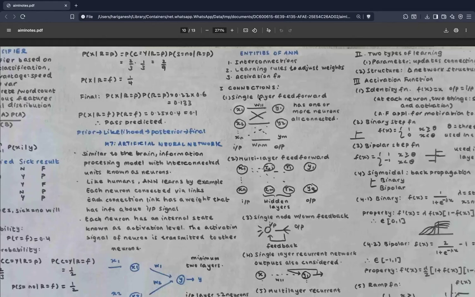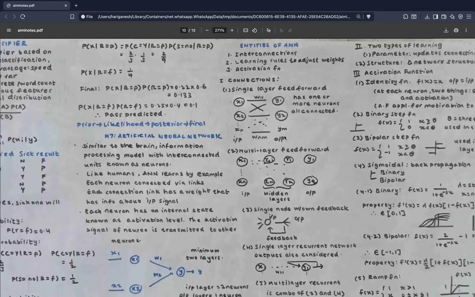The first is connections. There is a single layer feed forward type, which basically has one or more neurons all connected. The input layer is the output layer. There are no layers in the middle. So you see all the nodes are connected here. So this is W11. Since this is connecting the X1 and Y2, this will be W12. And similarly, you would go on until Xn and Ym, however many you have.